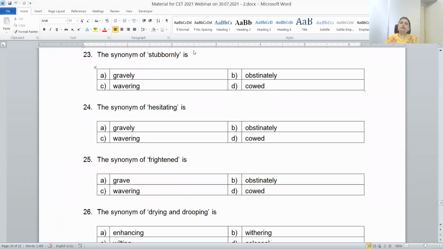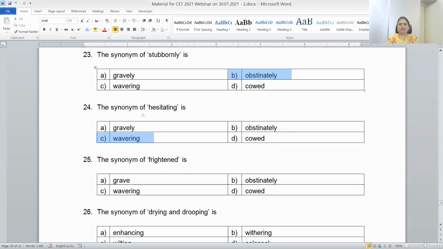Next, the synonym of stubbornly. Yes, stubbornly. Option B, children, you're right. Option B, obstinately. Ziddi, we say in Hindi, ziddi. So obstinately. Number 24, children. The synonym of hesitating. Option C, wavering. Sometimes you're not very sure or you're not willing to speak something very clearly. So you're fluctuating, you're hesitating, or your decision is wavering.